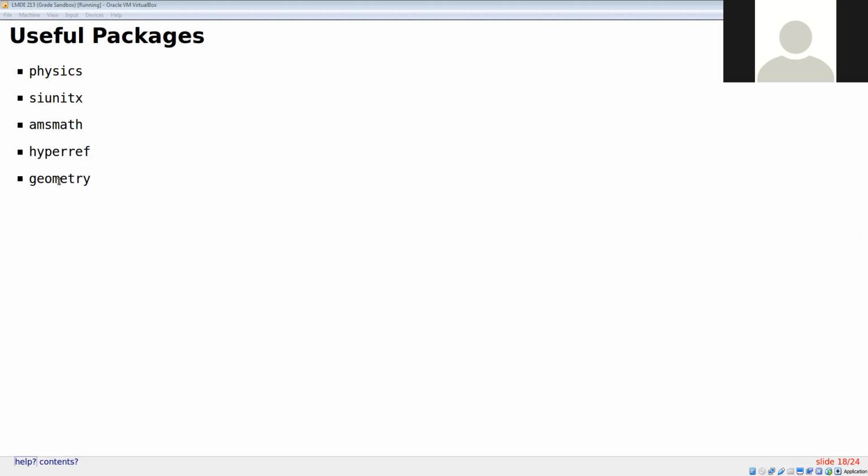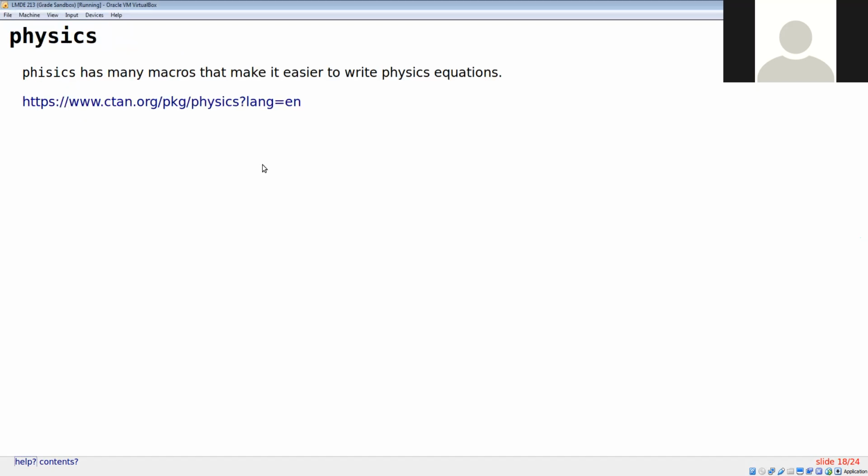And then the geometry package, which is one that we saw an option for in the wizard, that allows you to change the margins, which is very useful. I usually make my margins much smaller than what the default is. Hyperref is useful if you want to put links into your document. So if you want to create a PDF that links directly to a web page, you can use the hyperref for that. So let's look at the physics package.